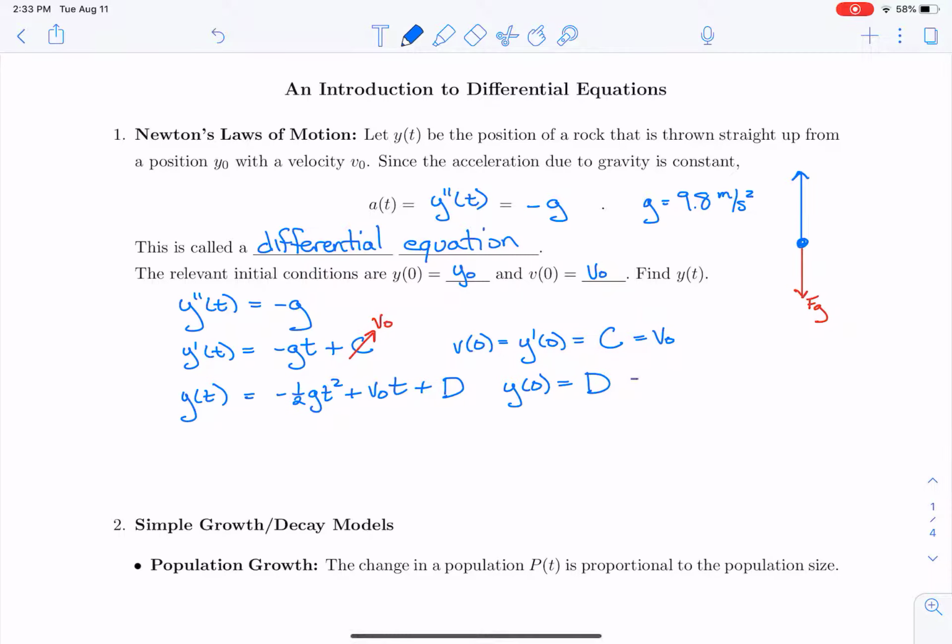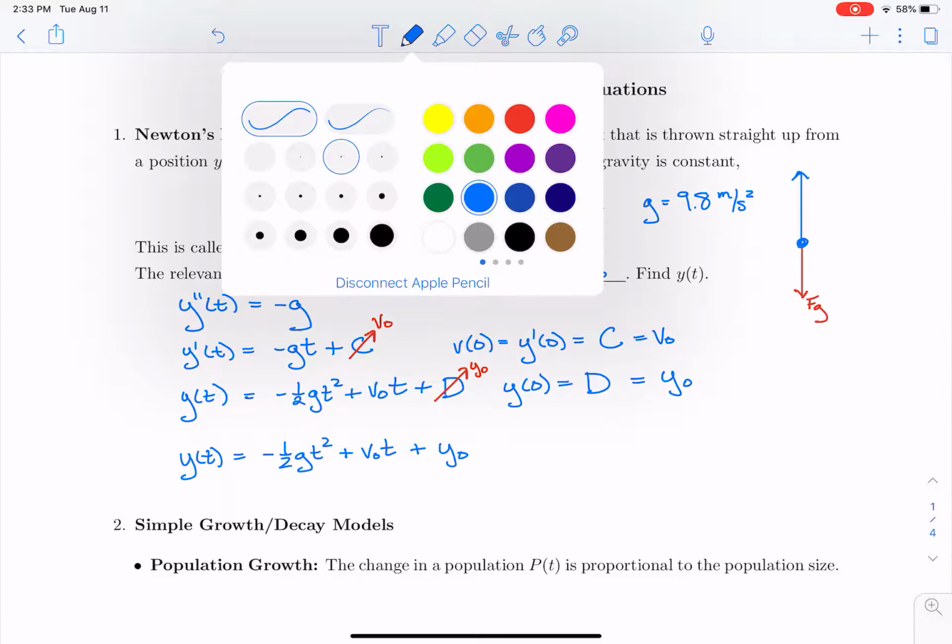But of course, y of 0 is supposed to be y sub 0. So in fact, d should be y sub 0. Okay, so now I have my answer. y of t is going to be minus 1/2 g t squared plus v sub 0 t plus y sub 0. And so this equation describes the motion of the rock over time.